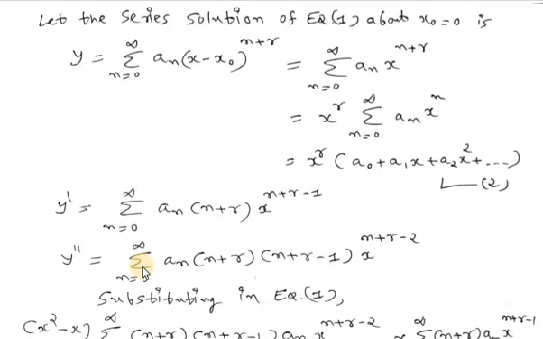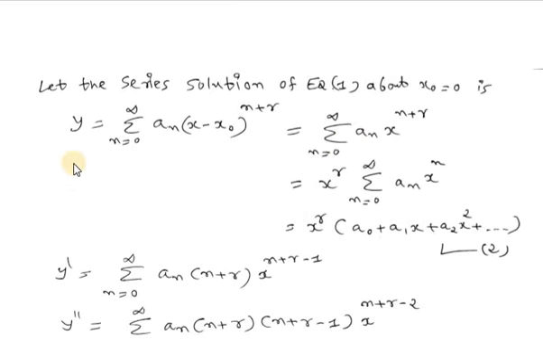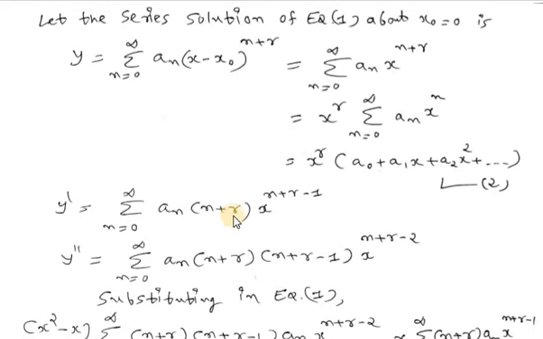Now we will find the derivative of this equation. So the derivative of y is y dash, and that is equal to sigma n equals 0 to infinity a_n, and the derivative of x raised to n plus r results in n plus r x raised to n plus r minus 1. Now again differentiating this equation, we have y double dash equals sigma n equals 0 to infinity a_n (n plus r), and the derivative of x raised to n plus r minus 1 is (n plus r minus 1) x raised to n plus r minus 2.